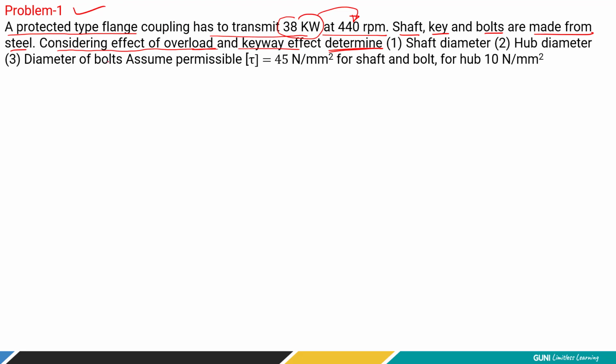What is written here? What is overload? Over means there is a sudden rise in the load, or you can say the torque transmission, right? So we can consider an overload of 20% to 30% at max. 30% is the maximum, right? So here it is asked to consider the overloading situations and the keyway effect. Now what is the keyway effect?